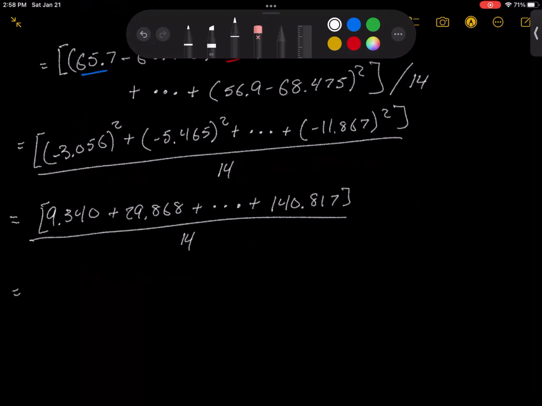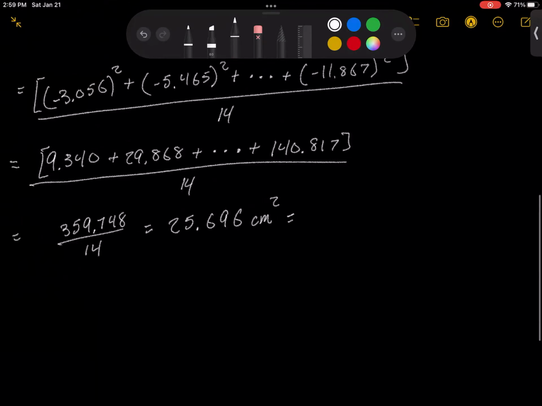Now we find the sum of the square differences. The sum of all of this gives us 359.748. Sorry, that's just the sum. Now to find the variance, I divide that by my degrees of freedom, 14, which gives me a variance of 25.696 centimeters squared. Right, it's measured in centimeters squared because we took the differences, which is measured in centimeters, and then we squared them, and then we added them up. So we have a centimeter squared measurement. So this is my variance.